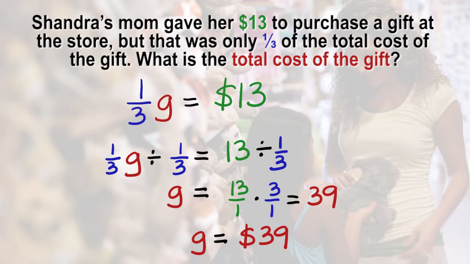We can check our work by using substitution and place 39 in place of the G. Is 1/3 of 39 equal to 13? Yes. Therefore, the total cost of the gift is $39.